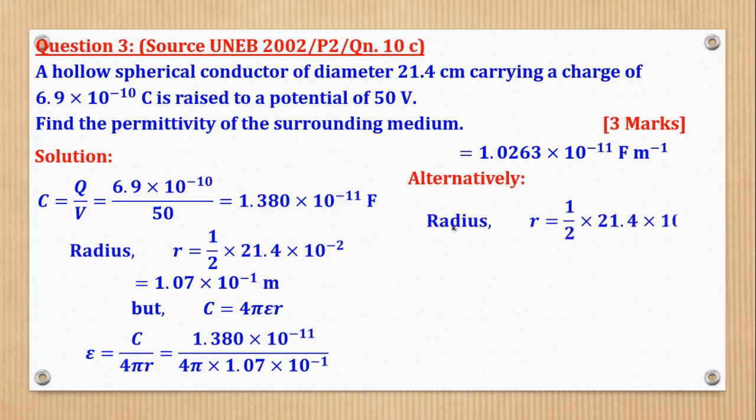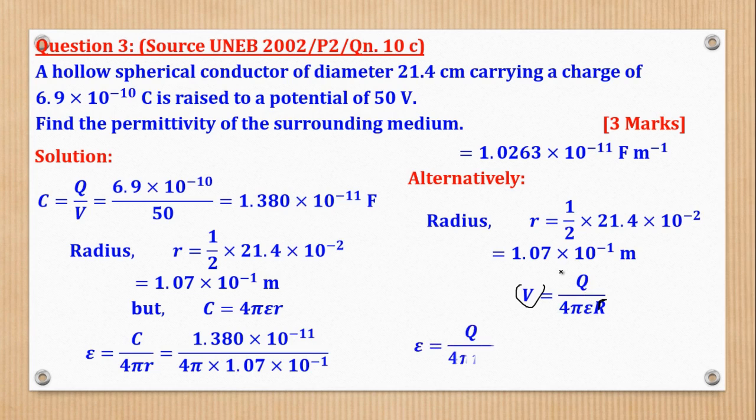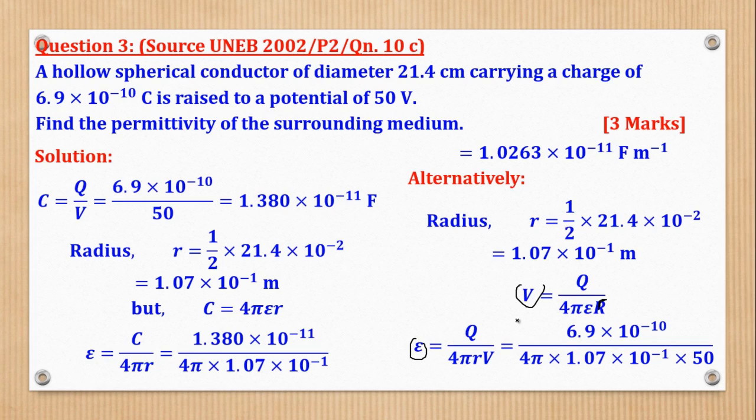Alternatively, you can first get the radius in meters. Then from there we'll see that V is equal to Q over 4 pi epsilon r. So this should be small r. I can edit that. Then we'll substitute. So make epsilon the subject, will give you Q over 4 pi r V. So substitute for Q, 4 pi r, and for V. You'll be able to get the answer when you use the calculator, and that will be the answer that you wanted.